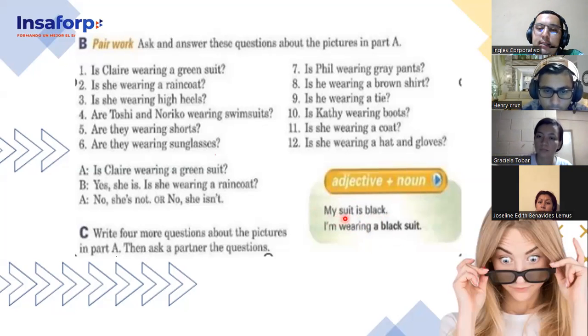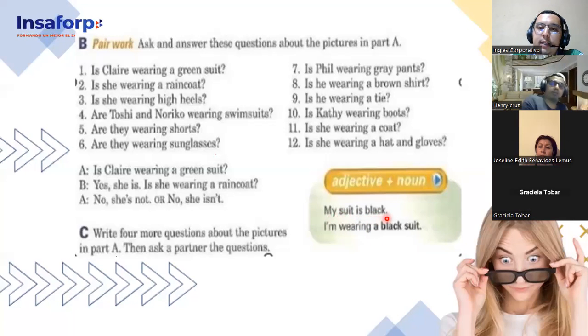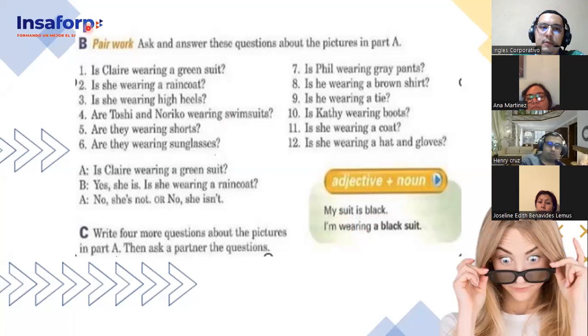Guys, in this statement that we have here, the first one, which one do you consider is the adjective and which one is the noun? Black is the adjective, and the noun is suit. Okay, it is good. What about the second one? I'm wearing a black suit. Which one do you think might be the adjective? Black suit.